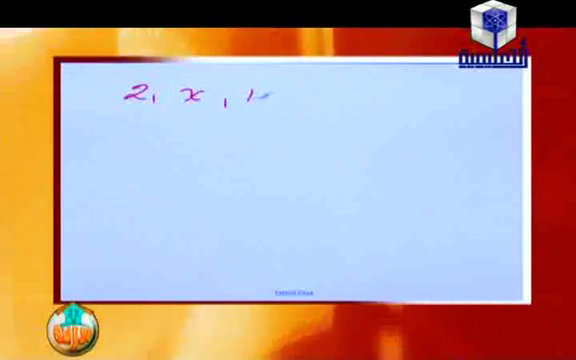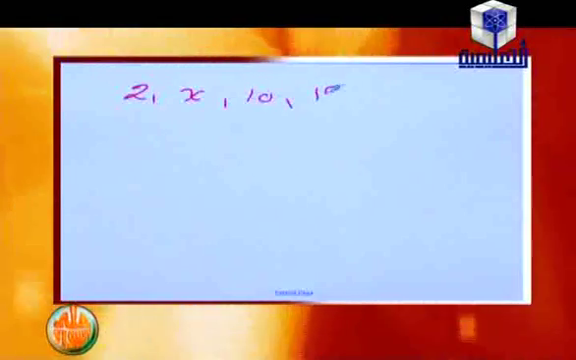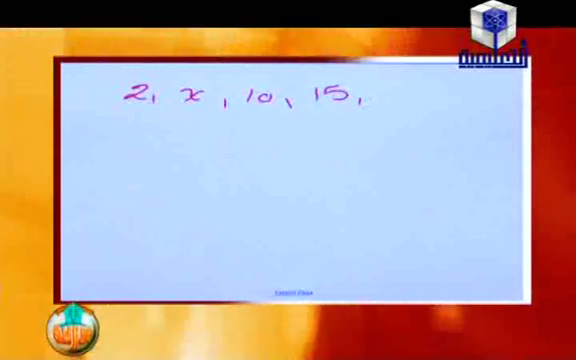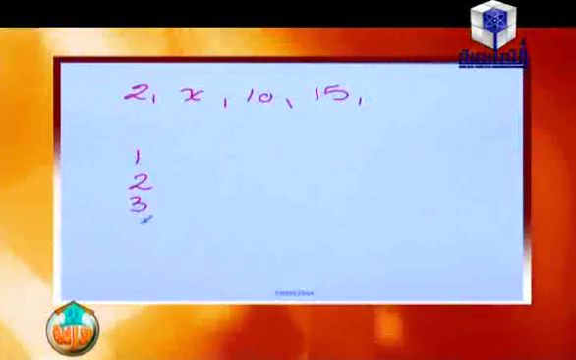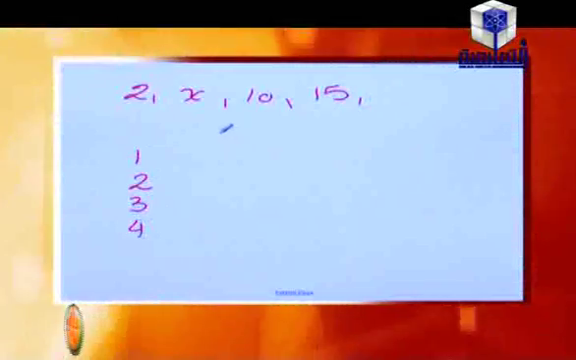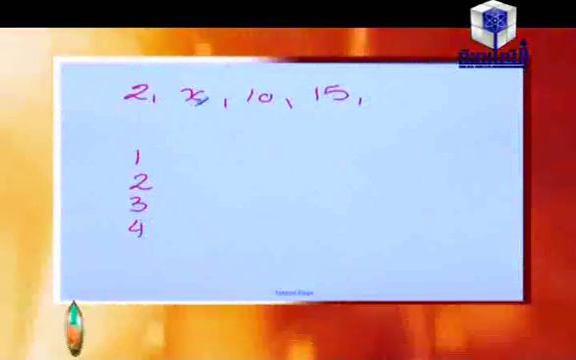Choose the correct answer. The numbers 2, x, 10 and 15 are proportional. Then x equals 1 or 2 or 3 or 4. Those are the choices. Good. We have here four quantities 2, x, 10 and 15.